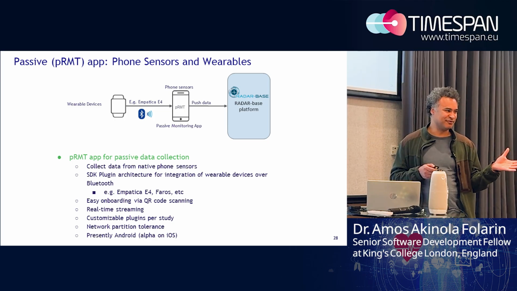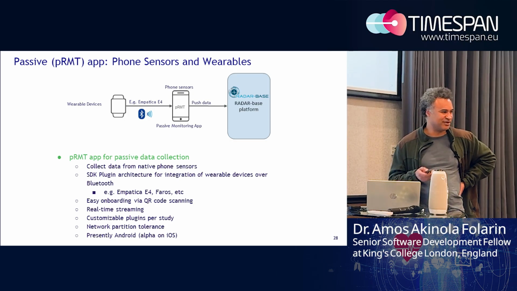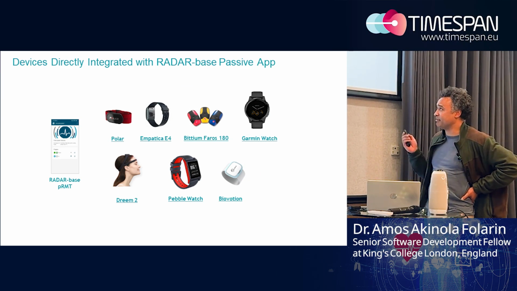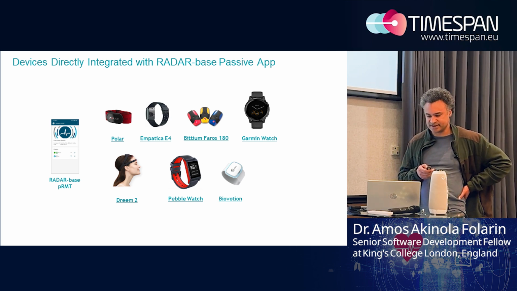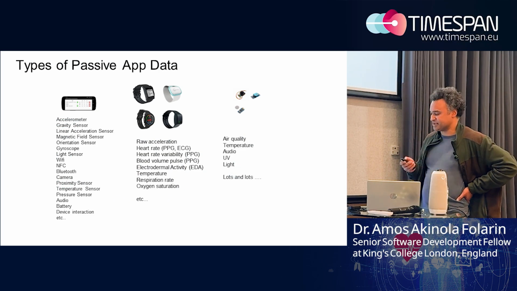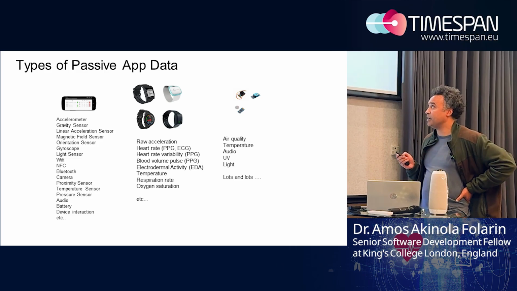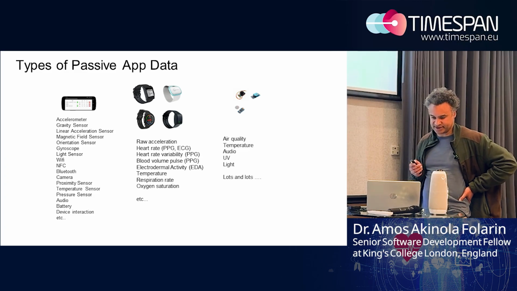Normally, when you retrieve data from vendors' data portals, it is some kind of processed data. So you'll get steps rather than accelerometer data, or something like that. We have a number of devices that we've integrated in this way, and quite a lot of data we get off the phone. This is not an exhaustive list, and quite a lot of raw types of data we can pull from these devices.